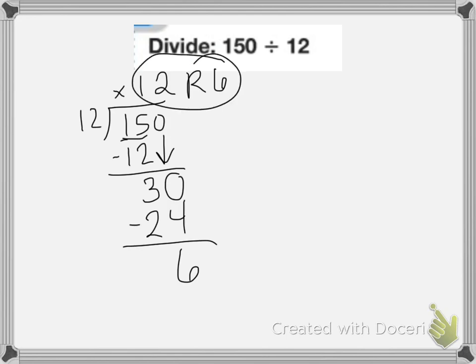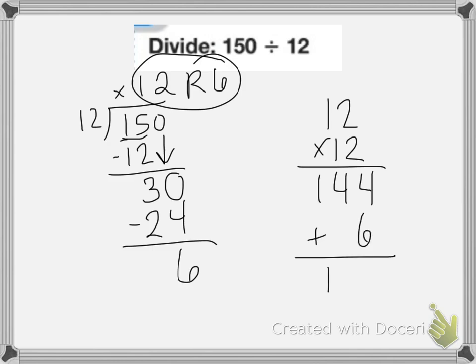You can check your answer by multiplying the divisor times your quotient and then adding the remainder at the end. So 12 times 12 is 144. I add the remainder 6 and I end up with 150. So I know that my answer is correct.